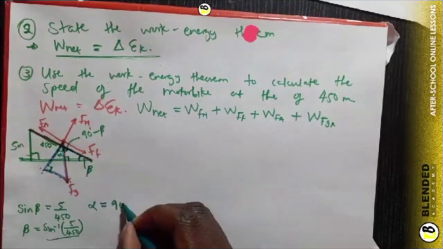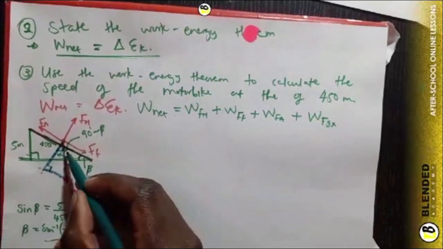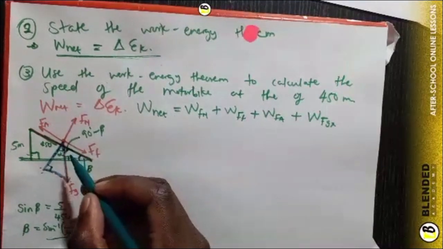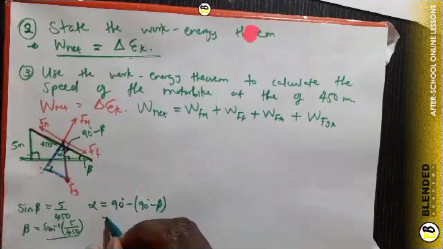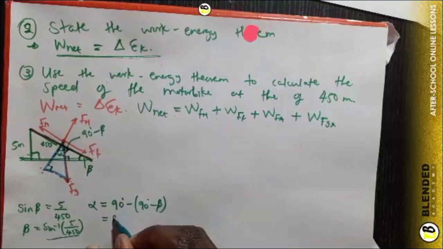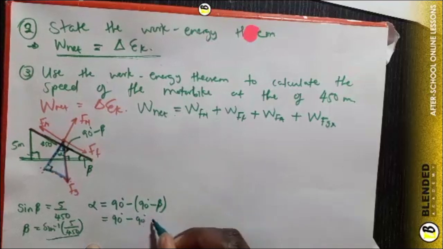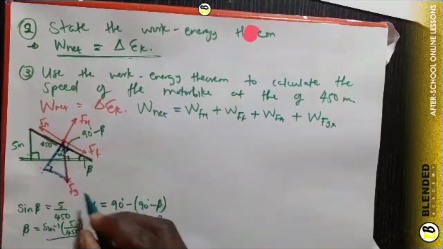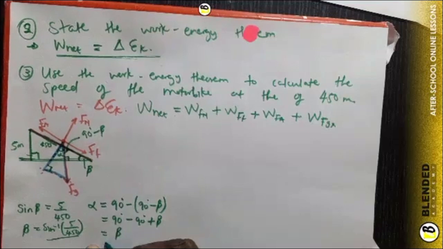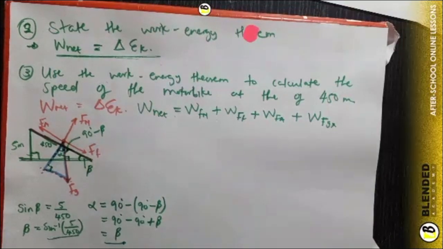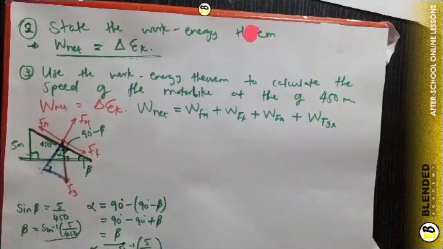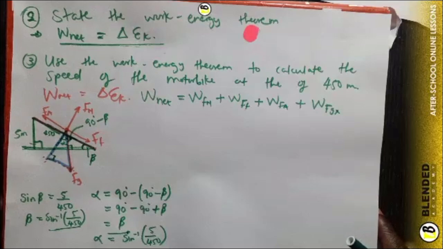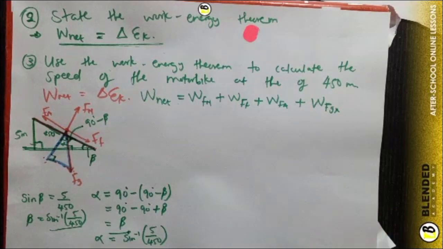minus the angle that we have on the other side, which is 90 degrees minus beta. All right. So now we're going to have 90 degrees minus 90 plus beta. So now alpha is equal to beta. All right. So alpha is also equal to sine inverse of 5 divided by 450. That's what we have for alpha there. All right. There you have it.